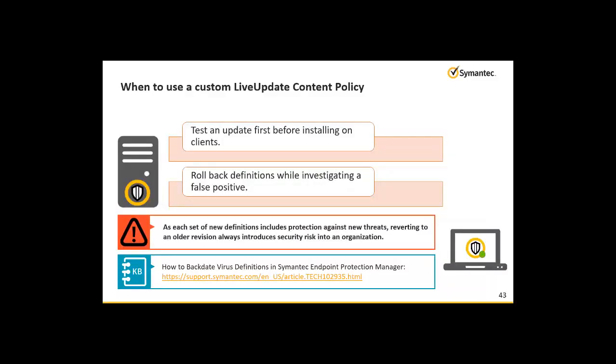Use a live update content policy to test an update first before installing the update on the clients. To test the update, assign the live update content policy to a small group of client computers in a test group. You can also circumvent a confirmed false positive with a live update content policy, although setting an exclusion or waiting for rapid release definitions is the best approach. For more information on this topic, see the KB on the screen.